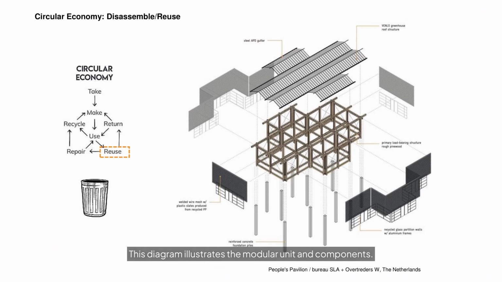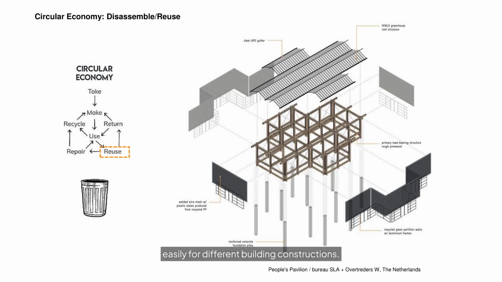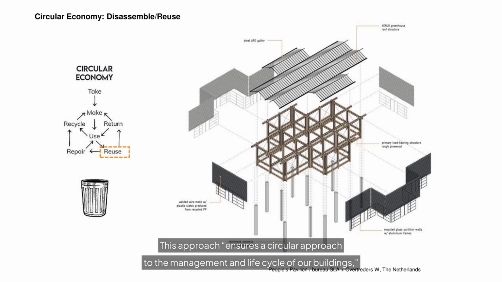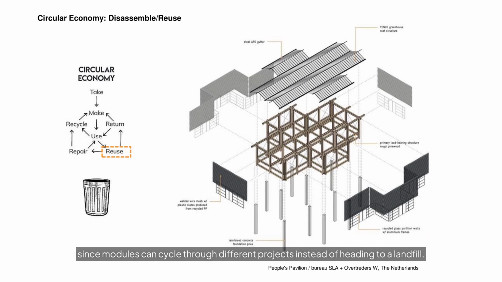This diagram illustrates the modular unit and components. A modular building system or modular unit means creating a building out of standardized units that fit together. These units are often manufactured off-site and are flat-packed for efficient shipping. They can be easily assembled, disassembled, and reassembled for different building constructions. This approach ensures a circular approach to the management and life cycle of our buildings, since modules can cycle through different projects instead of heading to a landfill.